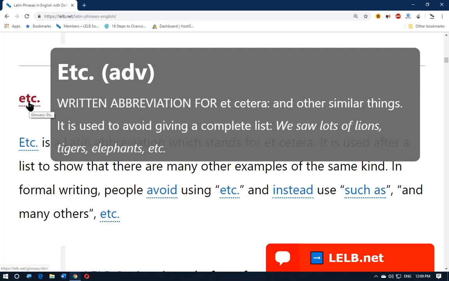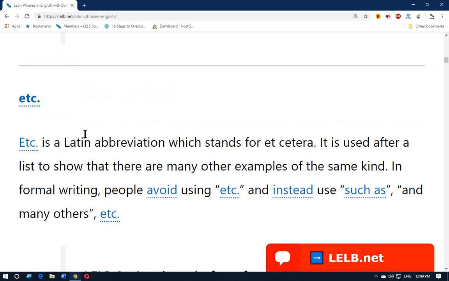Etc. Written abbreviation for et cetera, and other similar things. It is used to avoid giving a complete list. So, etc. is a Latin phrase or abbreviation which stands for et cetera. It is used after a list to show that there are many other examples of the same kind.